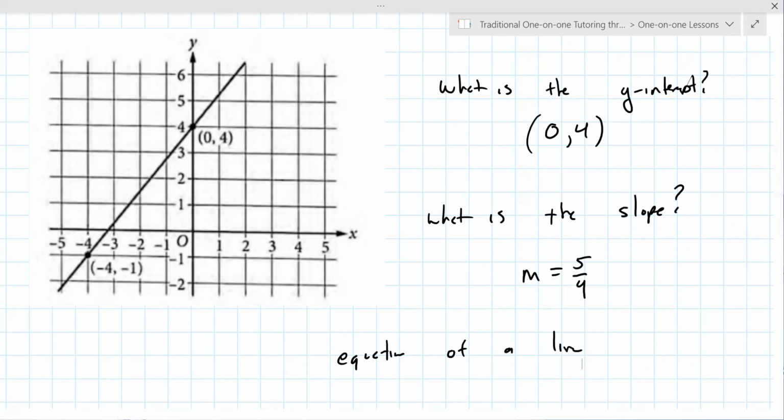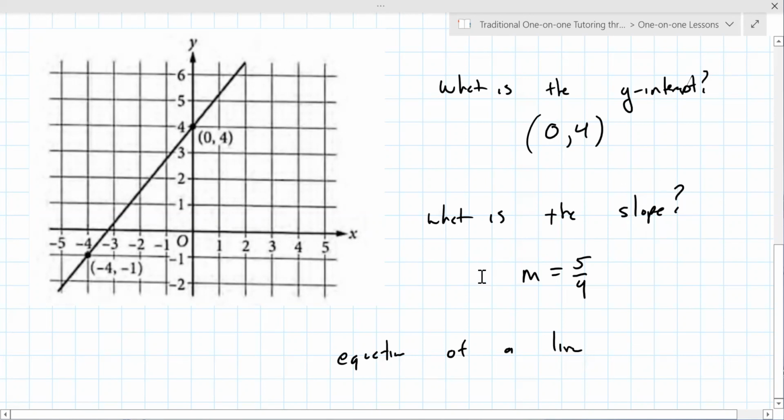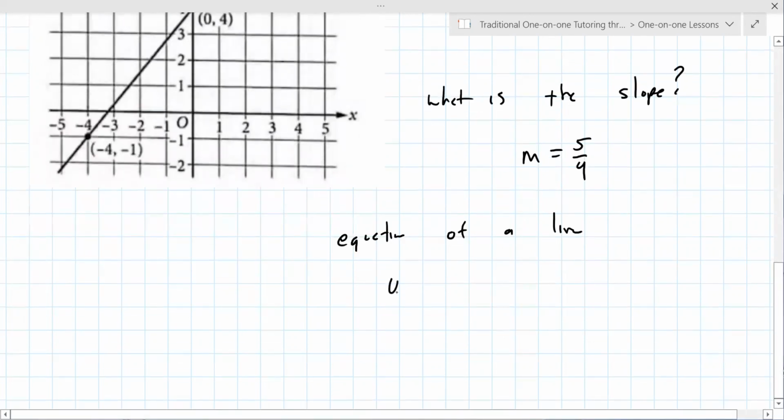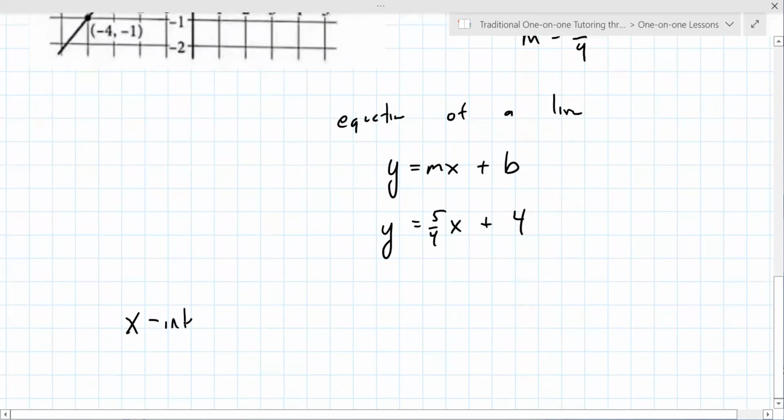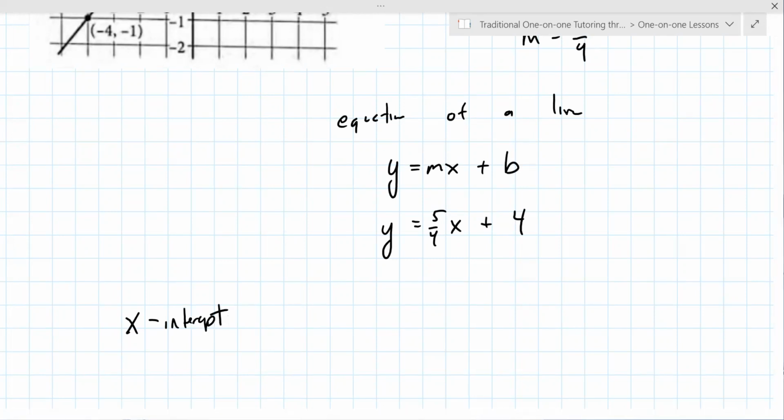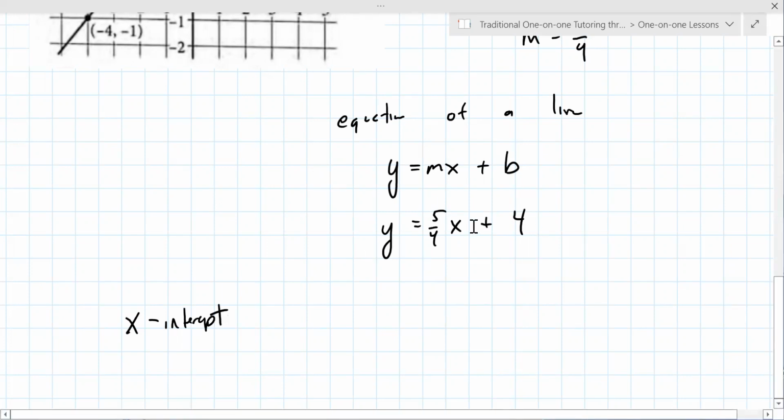The equation of a line. Yes, there's a couple different equations of the line, but when you're given the y-intercept and the slope, there's a preferred one. Y equals mx plus b. Very good. And your slope is 5/4, and your b is 4. Could you use this equation to determine the x-intercept? If it's not clear what I'm asking, please let me know, but 4 is the y-intercept, but what is the x-intercept?